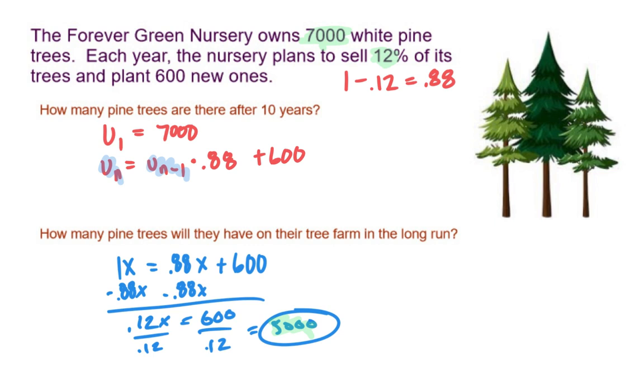Always remember, long run average, just replace your two pieces with x and solve. We just want to know, when is this equal to this?